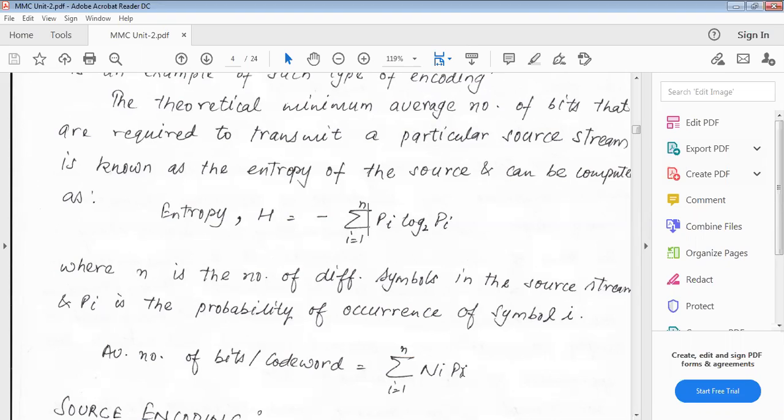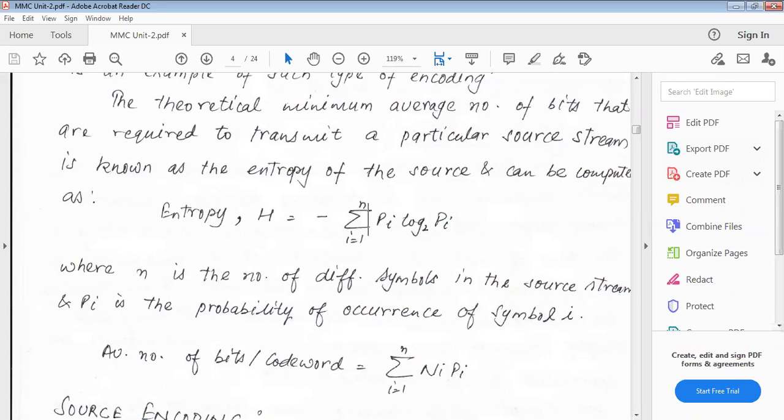Probability of occurrence means how many times the same characters are repeating. So if a occurs 4 times, the probability of occurrence of a is 4. If f occurs 2 times, the probability of occurrence of f is 2. If g occurs 3 times, the probability of occurrence of g is 3. Like this we will have the probability of occurrence of the symbols.